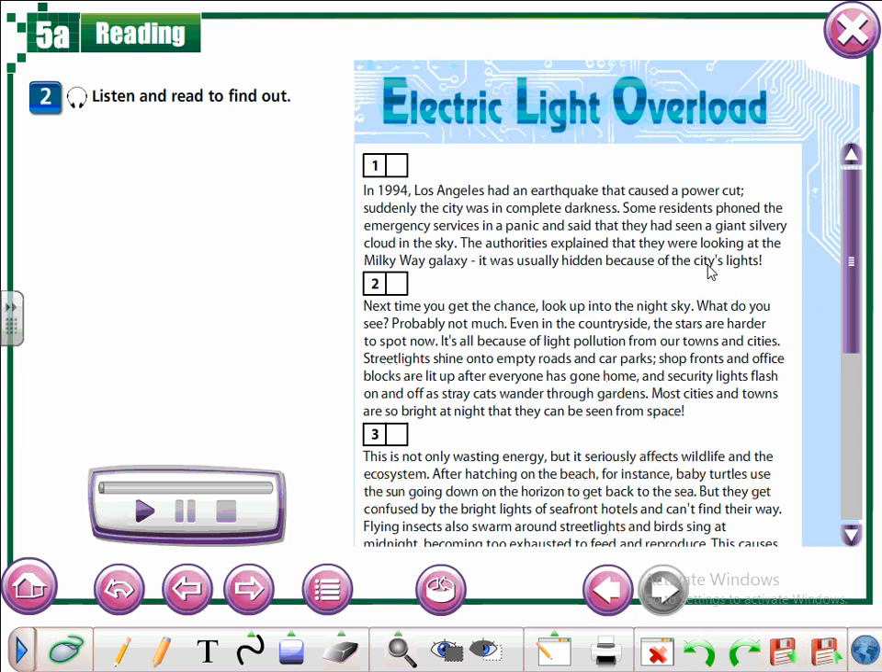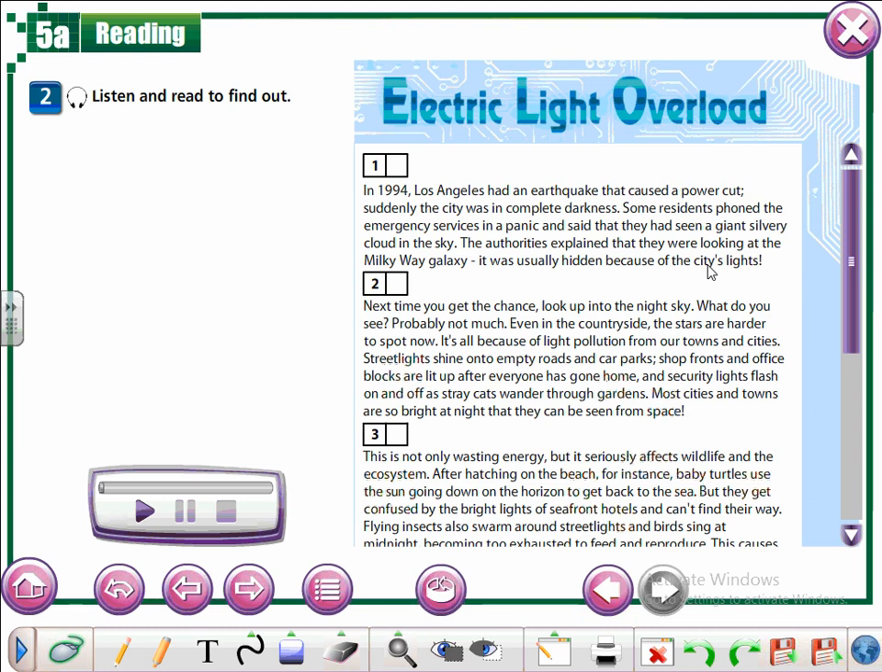So, accidentally, the earthquake caused the power cut in the whole city. So, the whole city was in total darkness. So, they could see the sky clearly without any lights. And they saw what? A giant silvery cloud in the sky, and that was so weird. And then the authorities, or people who are in charge, said that they were looking at the Milky Way galaxy.